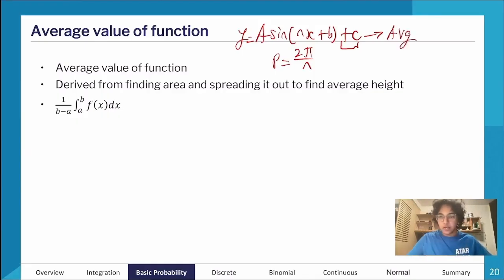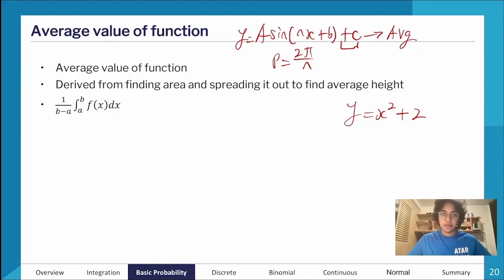So if they give you a question like, maybe the temperature is modeled by a sine graph, and they ask what's the average temperature? Well, that's just whatever the plus c or the y translation is. Another way we can work out the average value of a function is for a function like y equals x squared plus 2. It doesn't fit a sine graph, so how do you work out the average value?